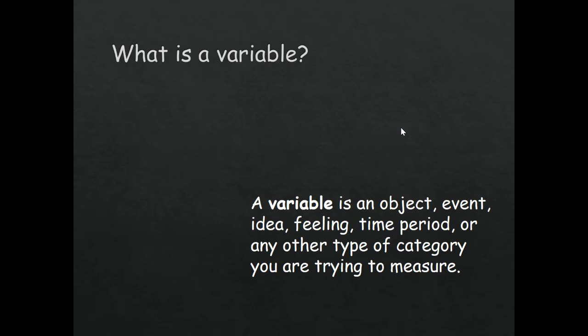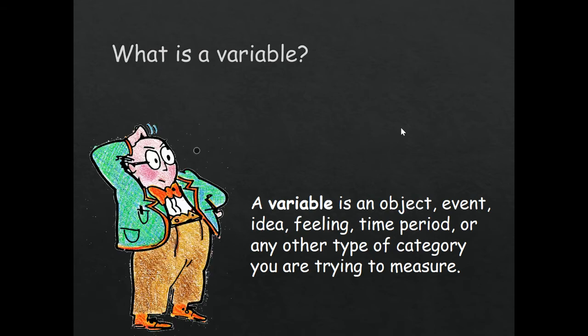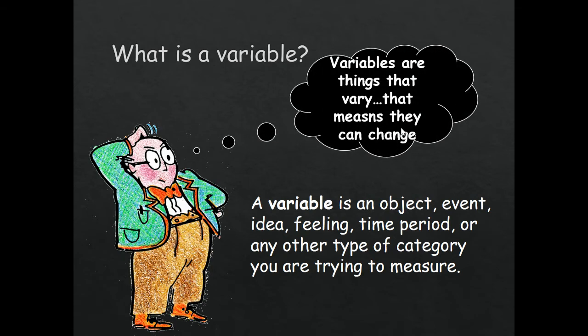And a variable could be anything. Could be an object, a thing. It could be an event that happens. It could very well be someone's ideas or feelings. Time periods are variables. Any category that we could actually measure and changes could be a variable. Variables are things that change or vary. Okay. So variation, variant, things are different or changeable.